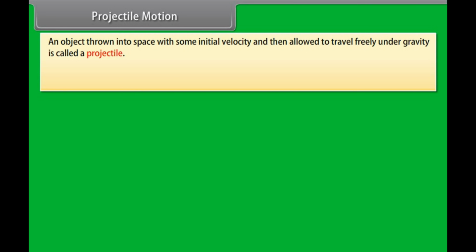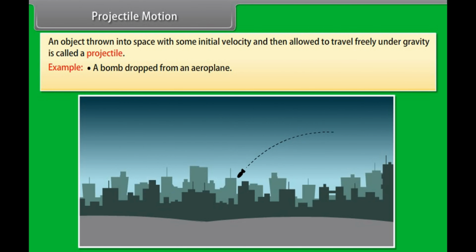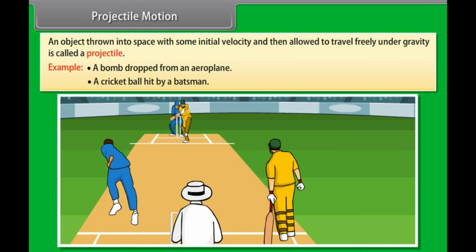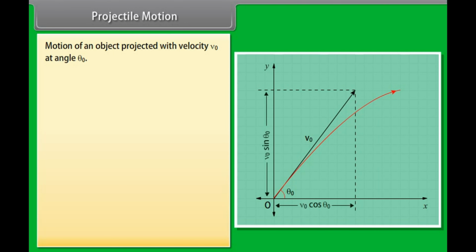Projectile motion. An object thrown into space with some initial velocity and then allowed to travel freely under gravity is called a projectile. For example, a bomb dropped from an aeroplane, a cricket ball hit by a batsman. Motion of an object projected with velocity v0 and angle theta0 is shown in figure. The path of a projectile is a parabola.